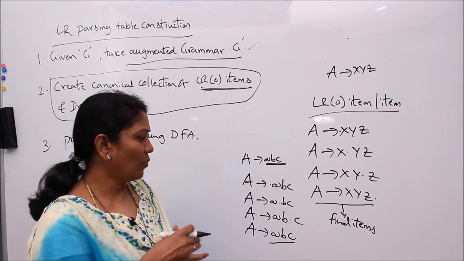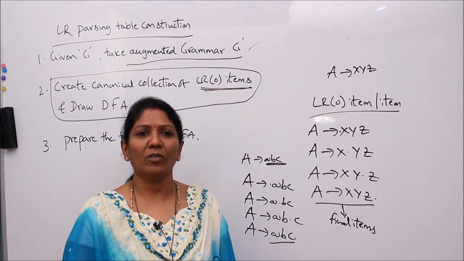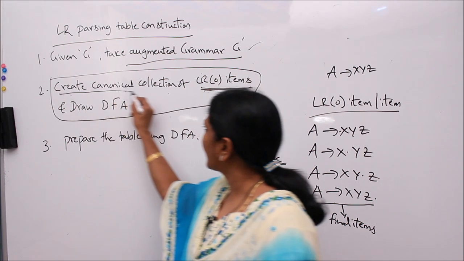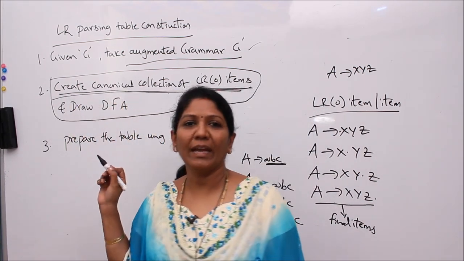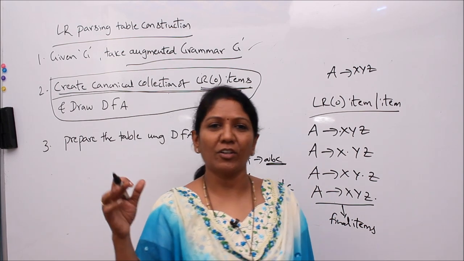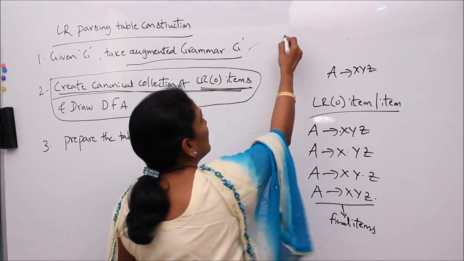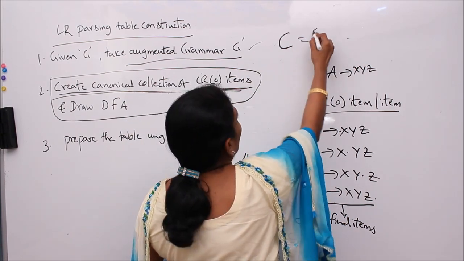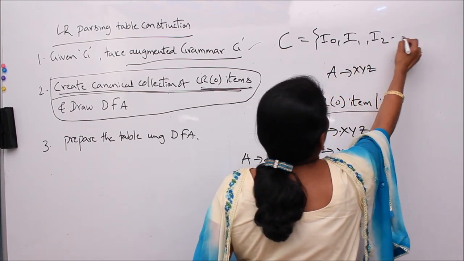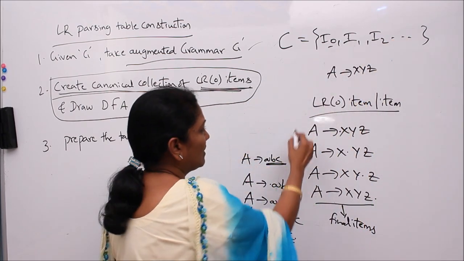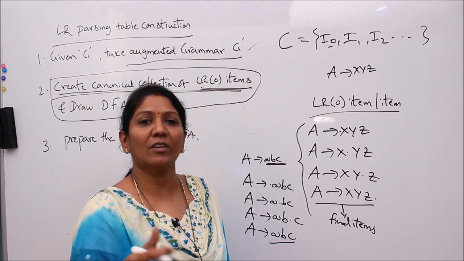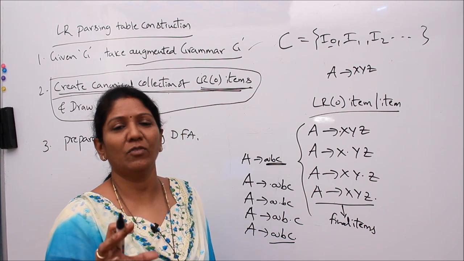So once you know what an LR0 item is, what we are supposed to construct is not just an LR0 item, we should create the canonical collection of LR0 items. What is a canonical collection? It is a set of LR0 items. Something like, if C is a canonical collection, you need to create a set I0, I1, I2 and so on, where each of these I0 is nothing but a set of LR0 items.